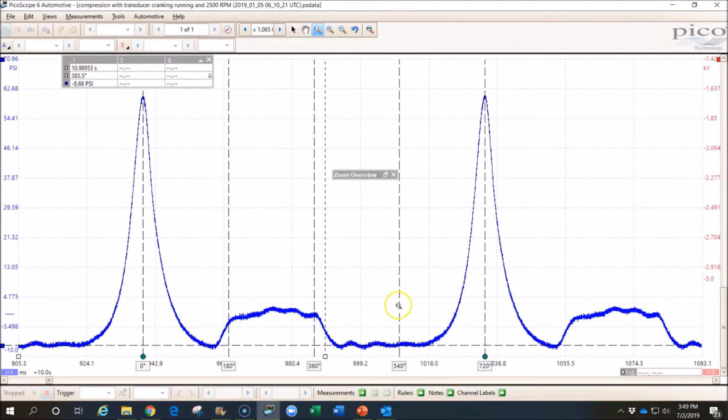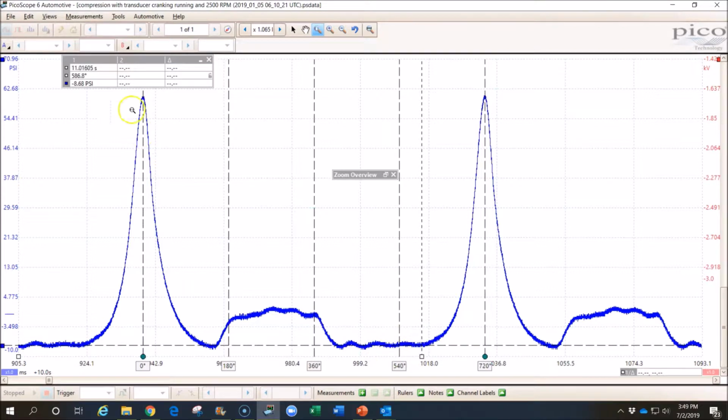Okay, so now we come to this 540 degree mark. This is where the piston begins traveling up. The piston moves upward, but we notice there is no increase in pressure until about this point right here. That's because the intake valve is still open. So we can come over here and mark off the point where the pressure begins to rise.